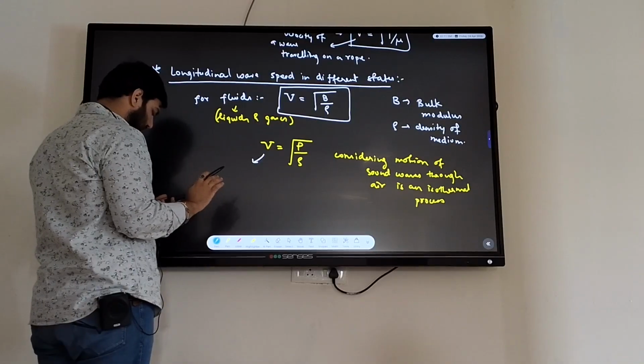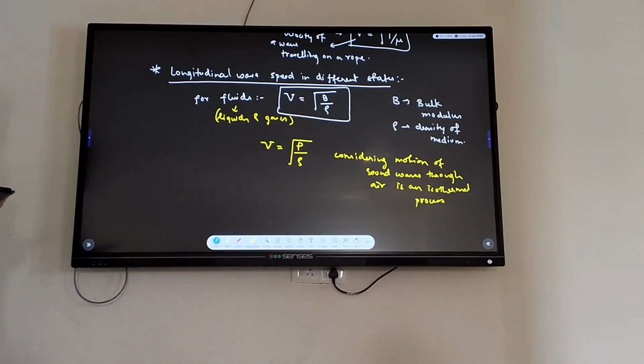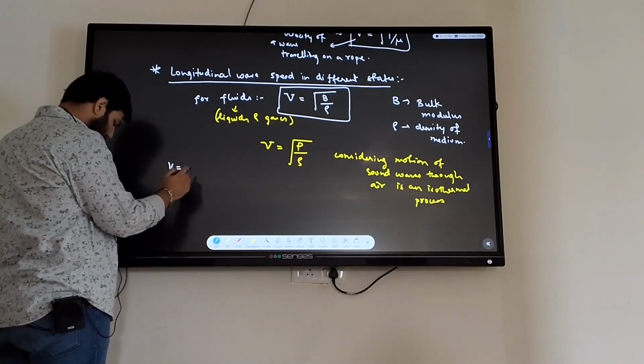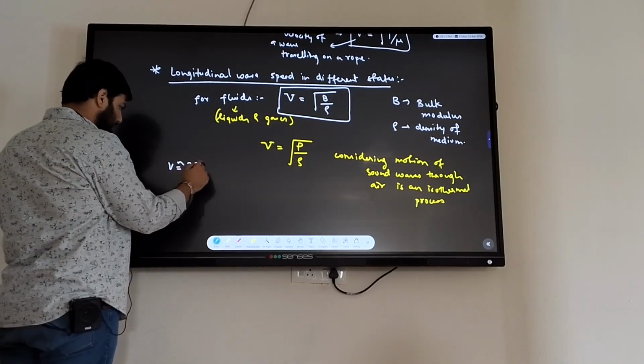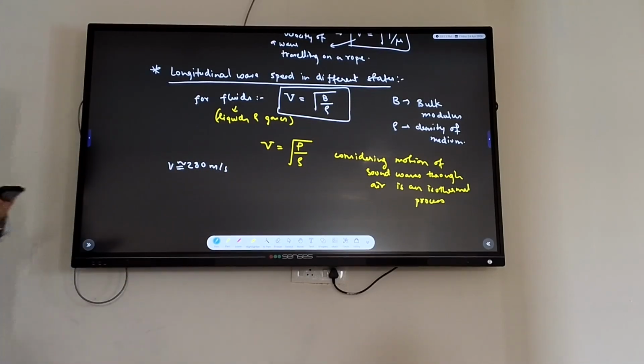No, this is in general the velocity of a longitudinal wave. But if you consider it for sound, then what Newton found, these are all formulas given by Newton. Newton found that the velocity was coming out to be something like 280 meters per second if I consider it to be an isothermal process. And that's not good because the usual speed of sound is 330 meters per second. So this is off by a lot.